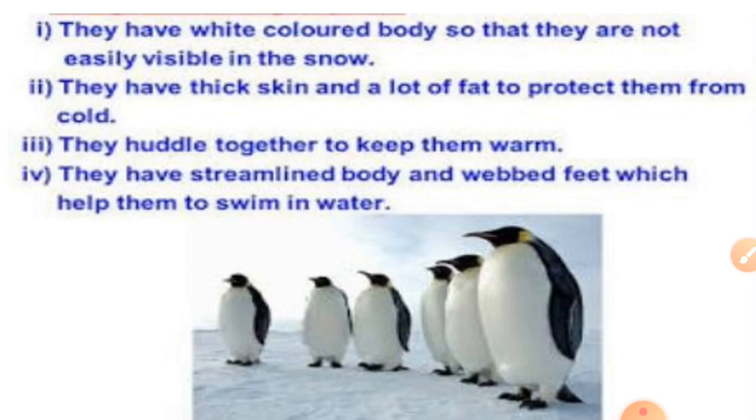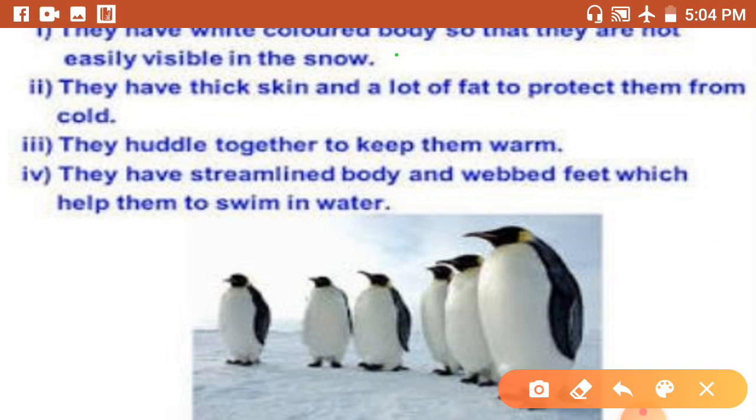Now these are the most common adaptations in the penguin. The first one is they have a white colored body, we have already learned, so it is not visible in the snow. Now the second is the thick skin. They have a lot of thick skin, and they huddle together, means they can walk together, they can live together, and this keeps them warm. And their feet help them to swim in the water like a polar bear. Their feet are also broad and like flippers. So these are the adaptations in the penguin.